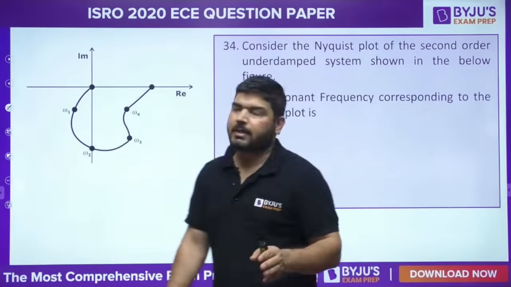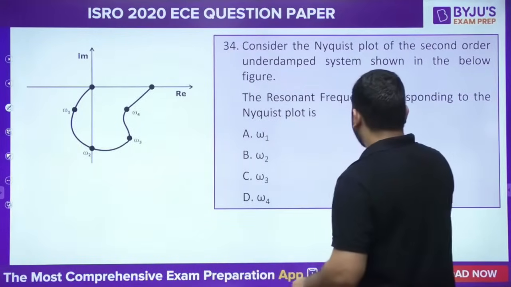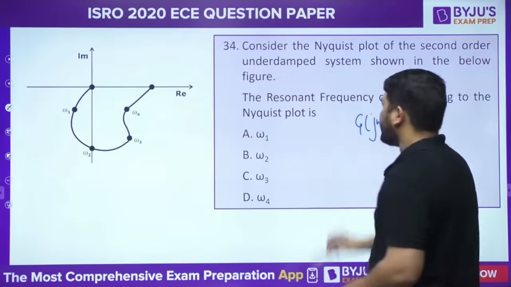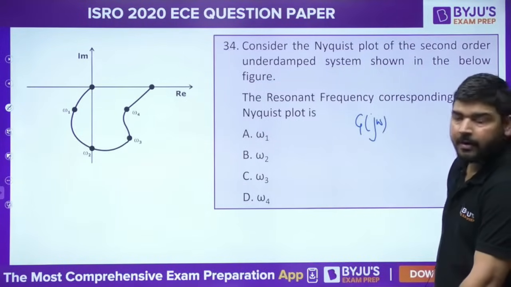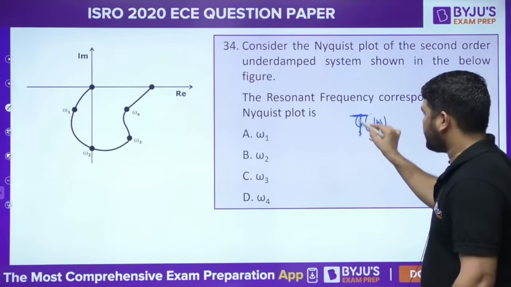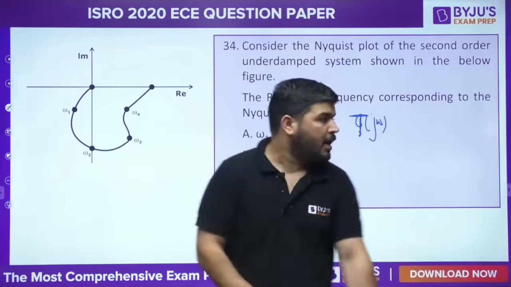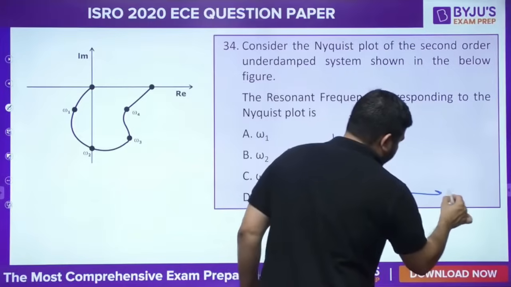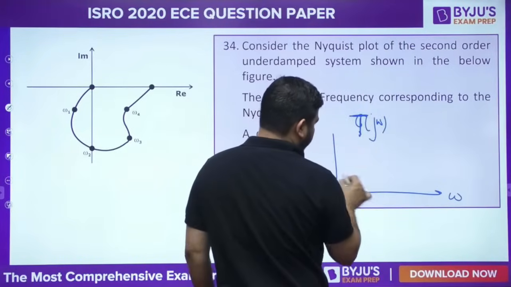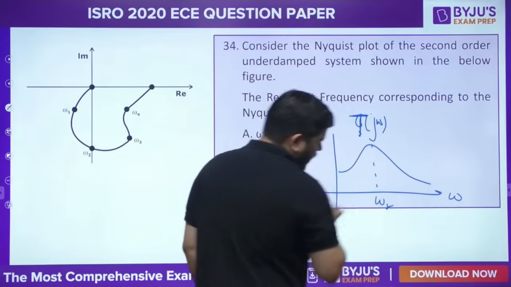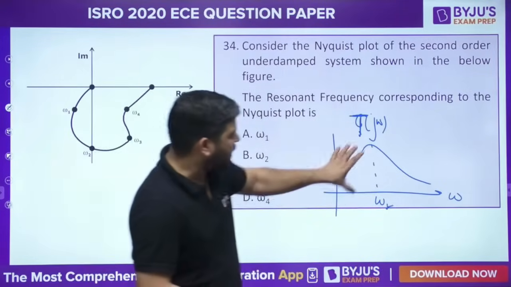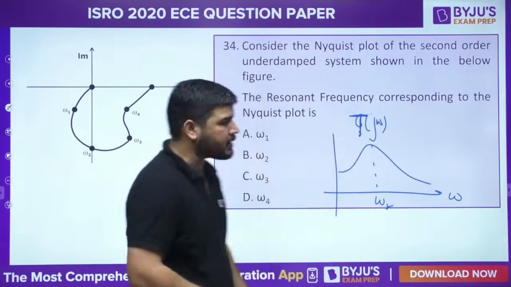At the resonant frequency, the magnitude of G(j omega) has to be highest, okay, or T(j omega). You can call the second order system T(j omega). You know that if I plot the magnitude with respect to omega, then the second order system will be like this. This is known as the resonance frequency. So at resonance frequency, the magnitude of this function has to be the largest.